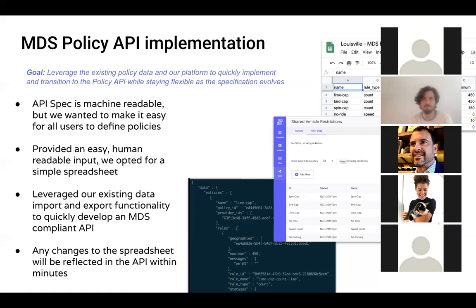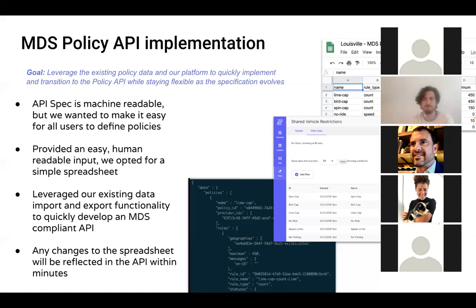And now we have these shared vehicle restrictions in our system, which then on top of that, we have an integration which will publish that data as an MDS compliant API. And so it was really great to leverage all these existing workflows and existing feature set.